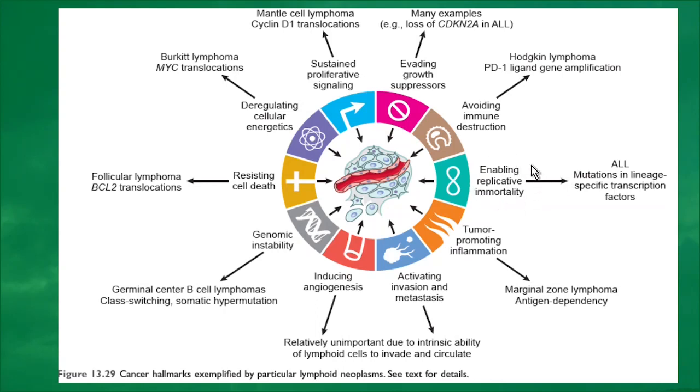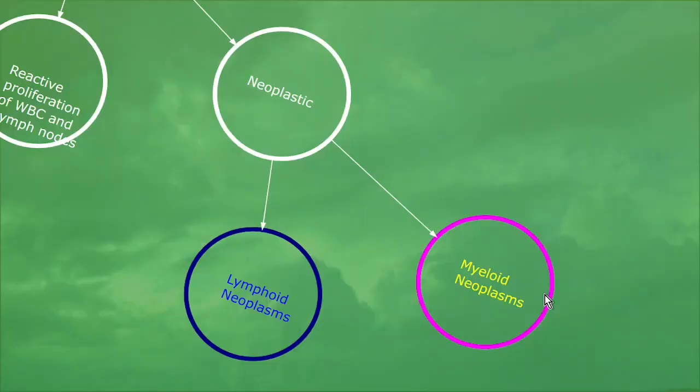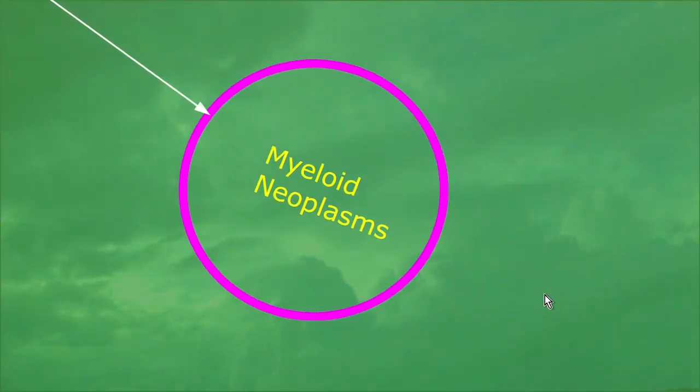Then enabling replicative immortality in ALL, multiple mutations. This one is important. We saw earlier, marginal zone lymphoma, MALToma, etc. They are antigen dependent, or increased inflammation finally produces these tumors. Okay, finally we are through lymphoid neoplasms. We'll concentrate on myeloid neoplasms next.